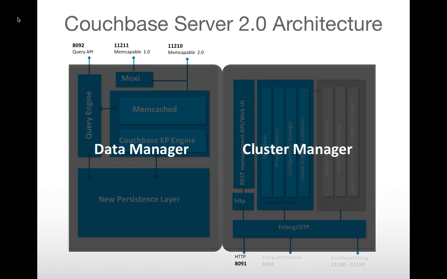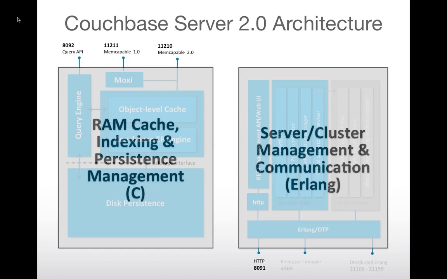Each Couchbase server is identical. There's no idea of having different types of Couchbase servers glued together. They're all identical within your cluster. It's made up of two different parts, a data manager and a cluster manager. The data manager handles all the binary operations, the interface with client SDKs and persistence, and the cluster manager basically manages or interacts with all the nodes in the cluster and maintains monitoring and health and configuration. The data manager is written in C and contains the RAM cache, the indexing and persistence management, and then the server and cluster management is in Erlang, and all that communication as well.